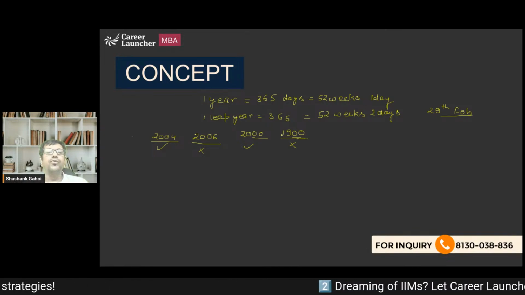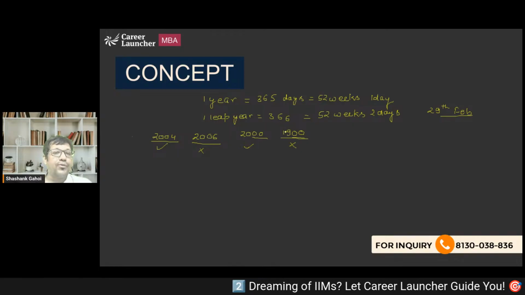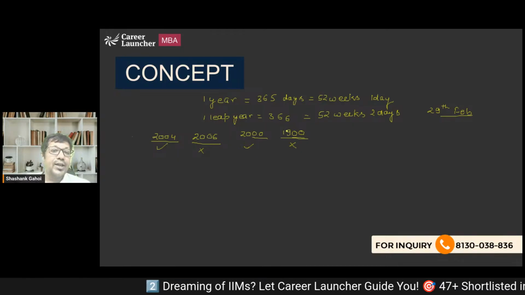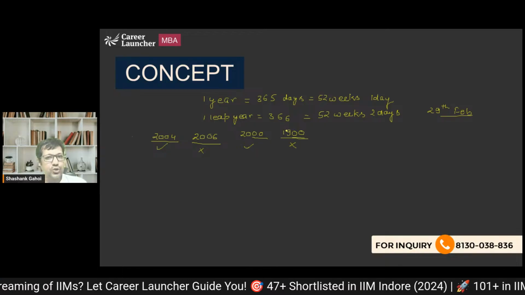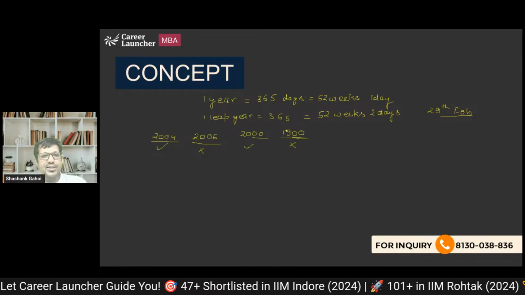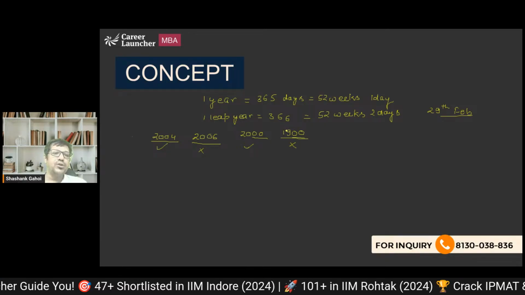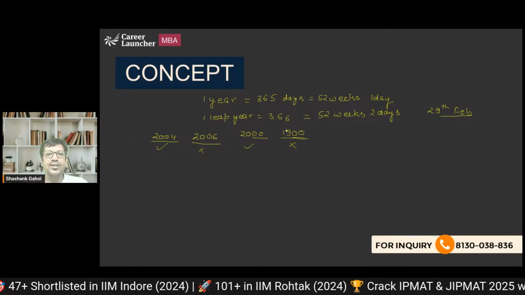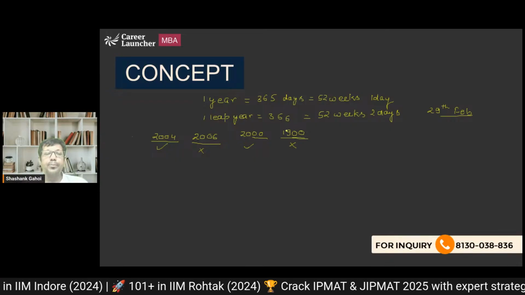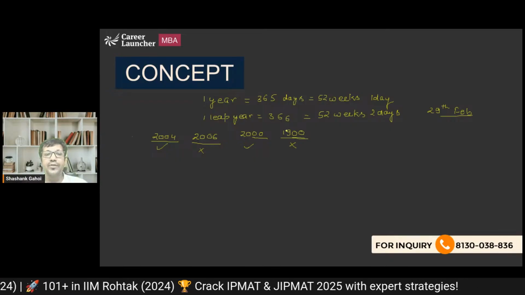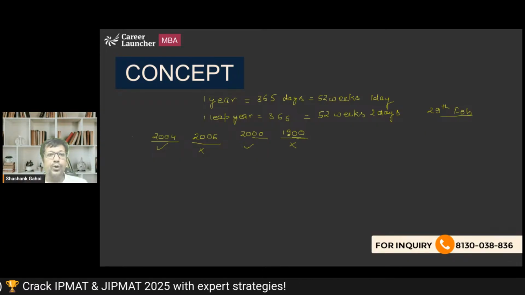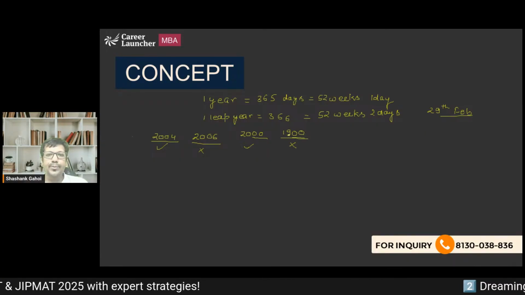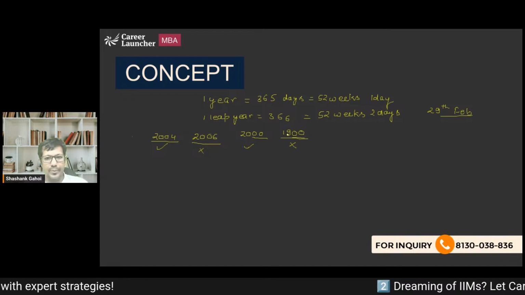That's how we are going to find the leap year in centuries. If I'm talking about a year that is not a century and it is divisible by 4, we are going to consider that a leap year. But if it is a century, it must be divisible by what? It must be divisible by 400. So this is the basic concept of leap year.